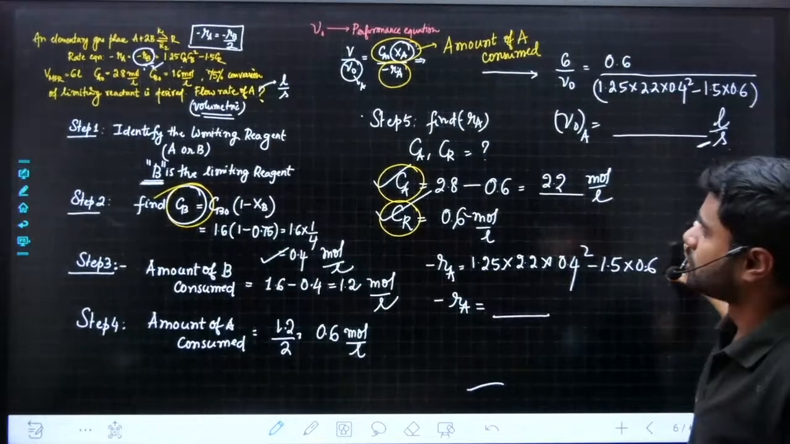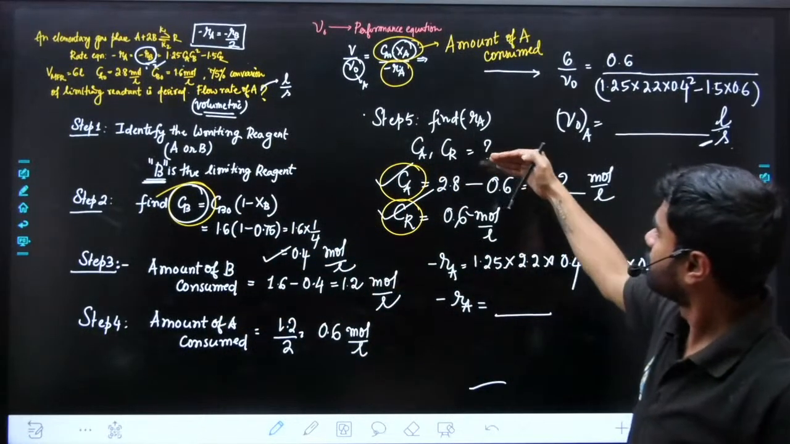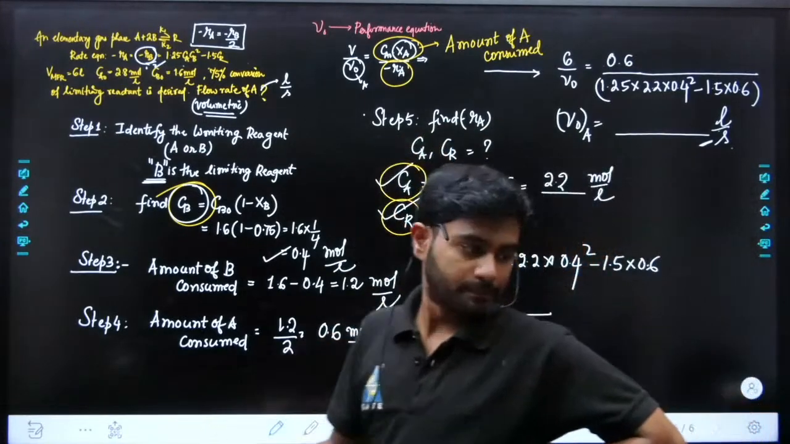So how many steps? 1, 2, 3, 4, 5. 5 steps. In order to solve this question, we have done it with 5 steps.